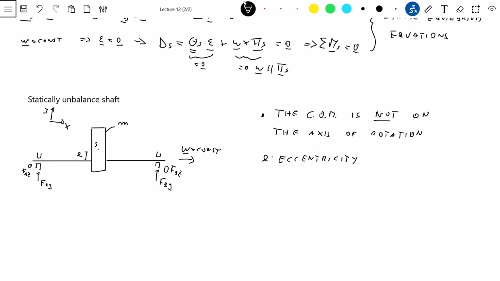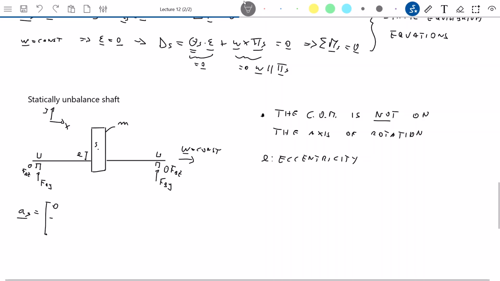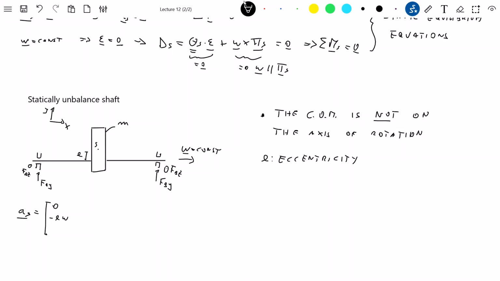And the acceleration of the center of mass, in case of omega constant: acceleration of S is 0 in the x direction, and in the y direction we have the normal acceleration, minus e omega squared. I don't want to explain why we have this. If you don't know this, then you really have to repeat the beginning of the course.